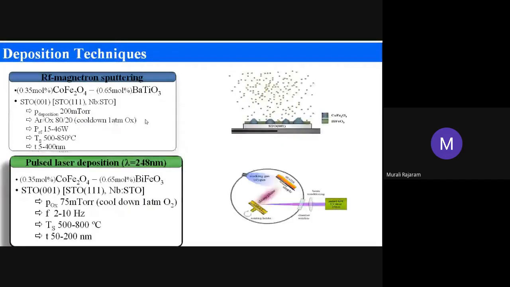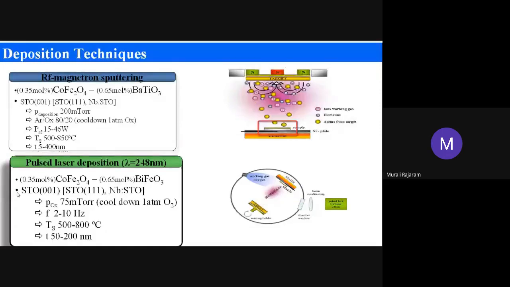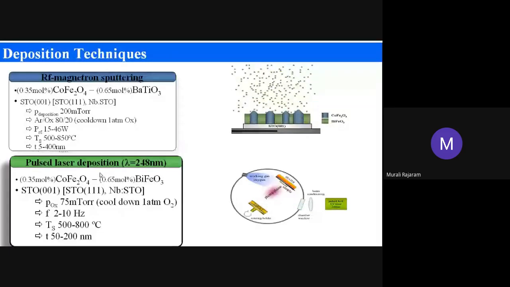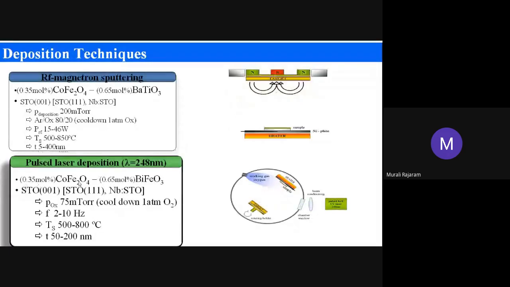We have used two types of deposition techniques. You can produce these kinds of nanostructures using magnetron sputtering, and we can also prepare these films using the pulsed laser deposition method. In this presentation, I'm going to concentrate on films grown by pulsed laser deposition, with the composition of 35% cobalt ferrite and 65% bismuth ferrite on single crystalline substrates of 001 and 111 orientation.